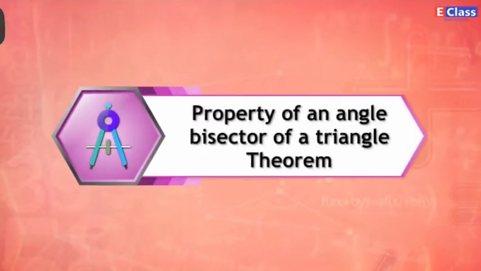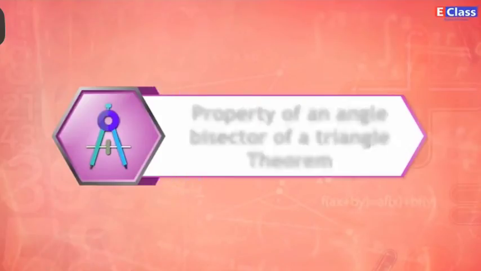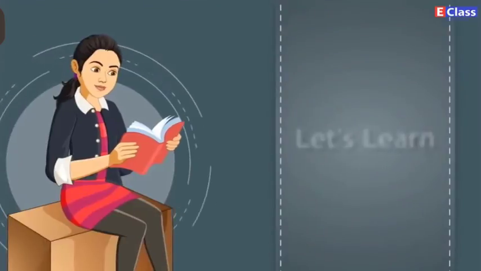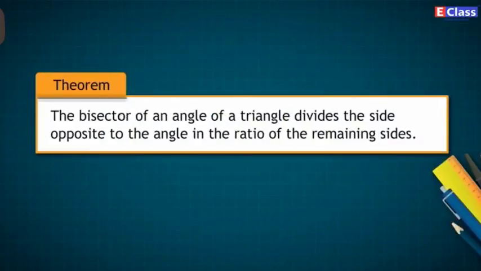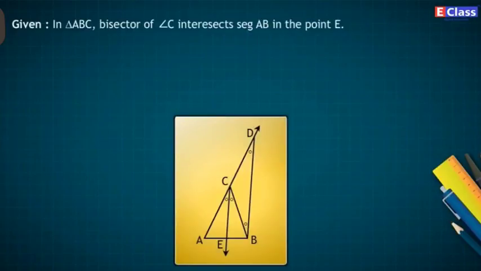Property of an angle bisector of a triangle theorem. Let's learn. Theorem: The bisector of an angle of a triangle divides the side opposite to the angle in the ratio of the remaining sides. Given: In triangle ABC, bisector of angle C intersects segment AB in the point E. To prove: AE upon EB is equal to CA upon CB.